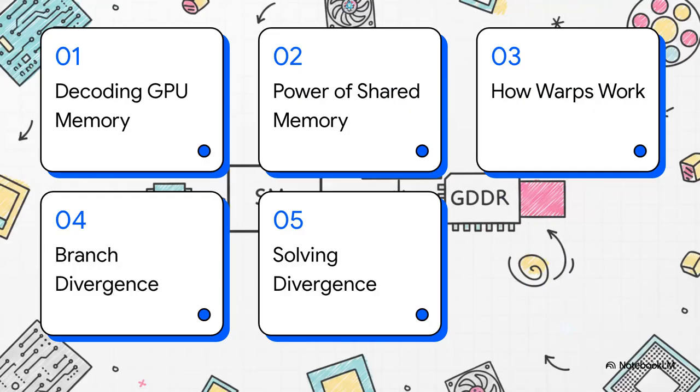Okay, let's dive into this. Here is our roadmap for today. First, we'll decode GPU memory. Then we'll look at the power of shared memory, how warps actually work together, the very real threat of branch divergence, and finally, how to solve that thread divergence.